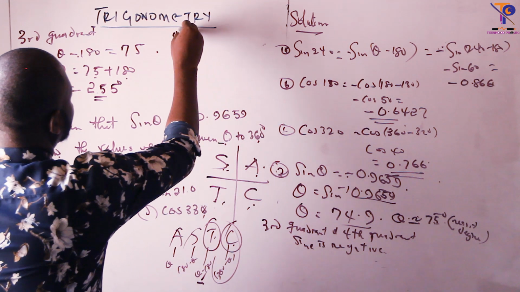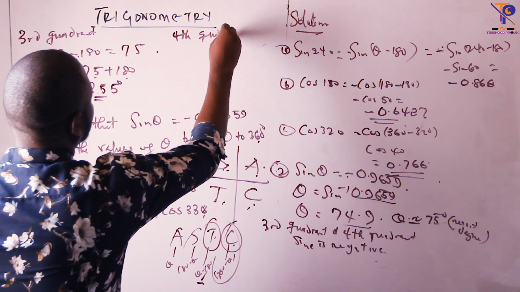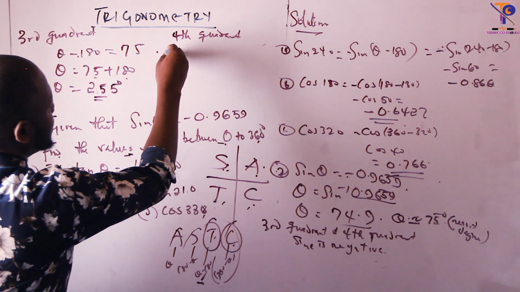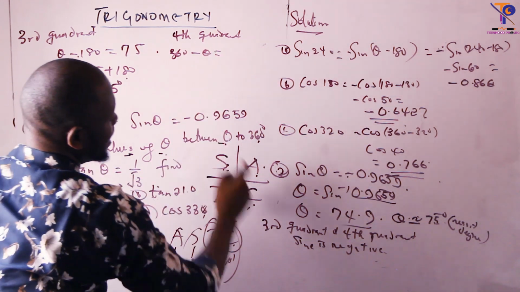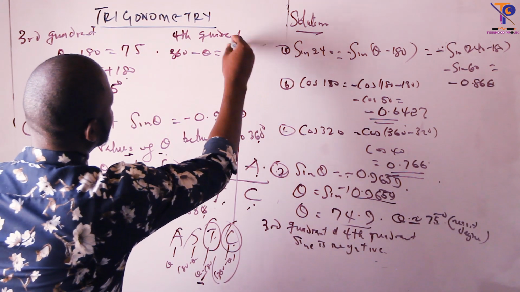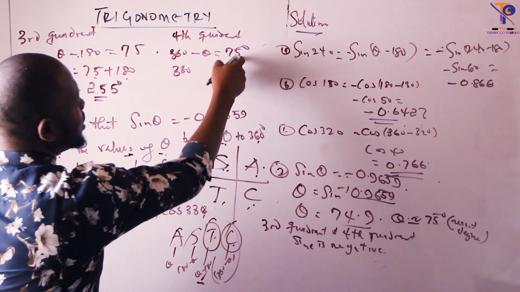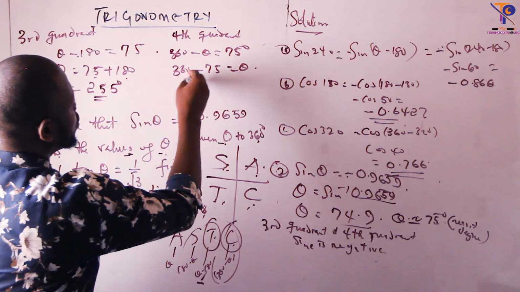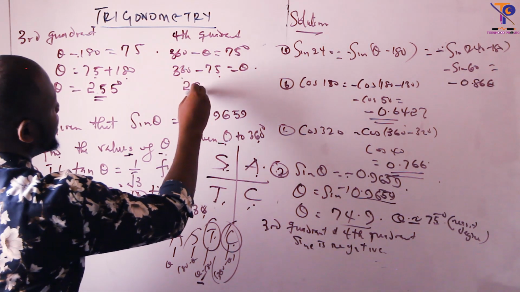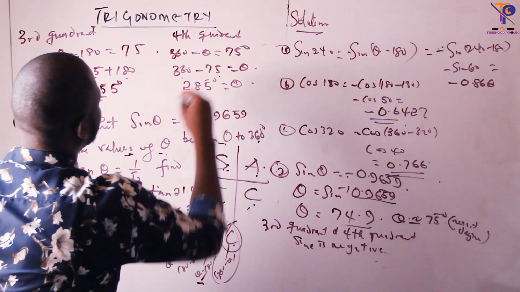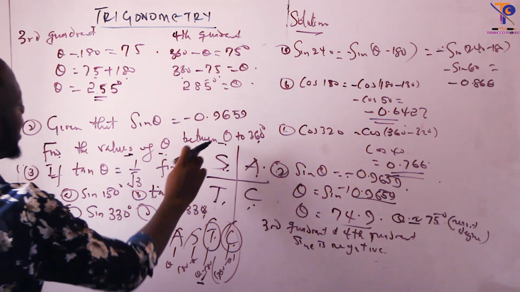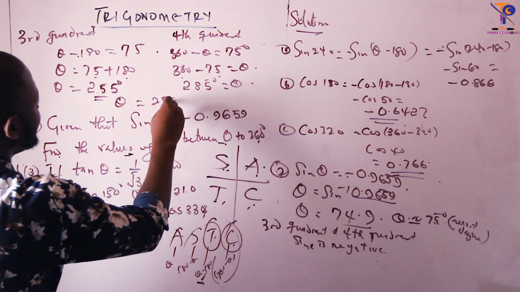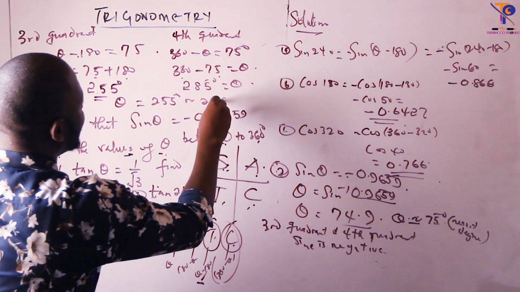And on the fourth quadrant, now we have 360 minus theta equal to 75 degrees. So we have 360. Bring this one to this side, it becomes negative. Bring your minus theta to this side, you have positive. If you subtract, we have 285 degrees is equal to theta. So our theta will be 255 degrees or 285 degrees.